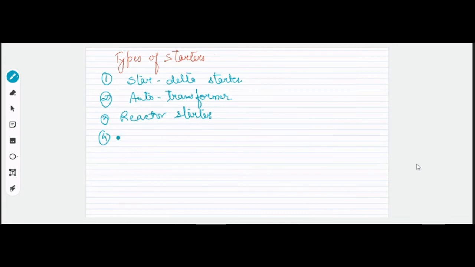We can also use the part winding starter, AC voltage controller or saturable reactor. Apart from that, a rotor resistance starter is also used for wound rotor machines, right? It is very easy to understand all kinds of starting methods, but the most popular is the star delta, and I will explain only this to you.